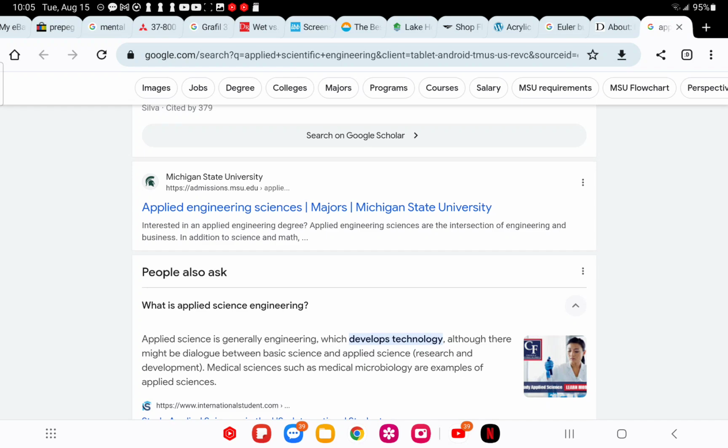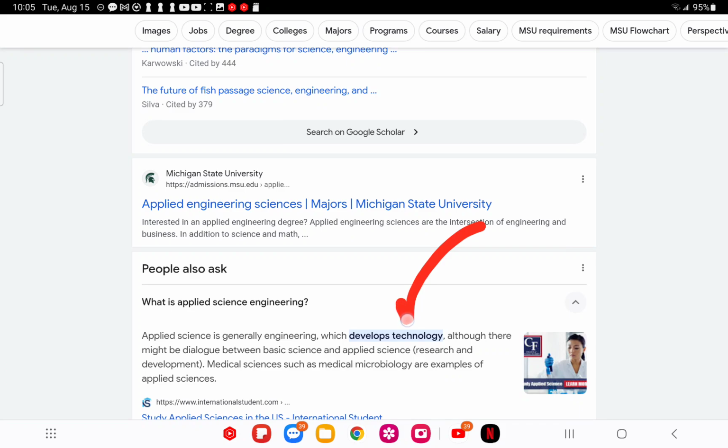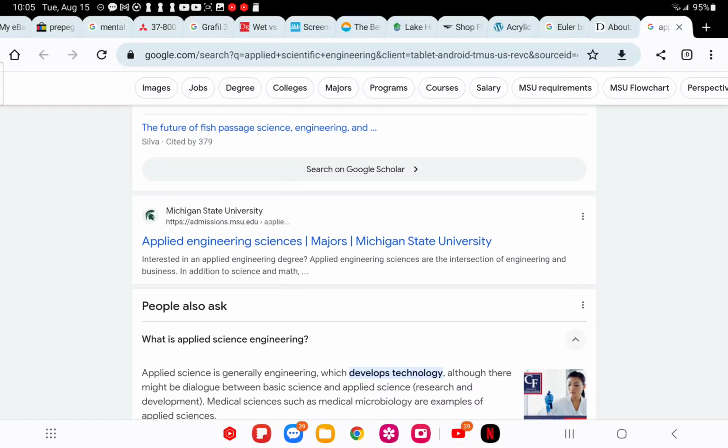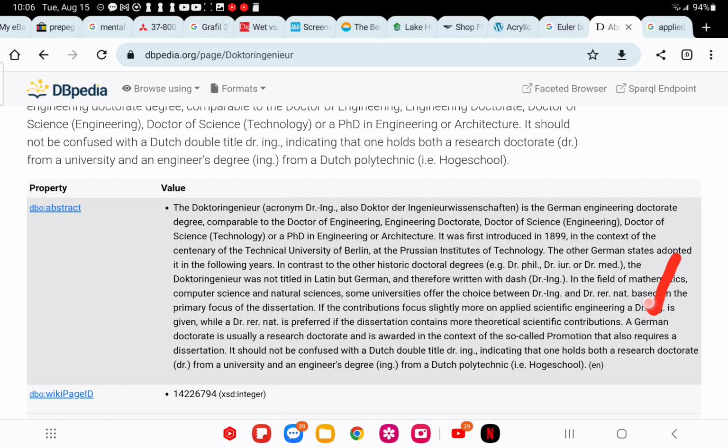Applied sciences, US version, is generally an engineering which develops technology, all right? So not a field guy, engineering technology. So what the hell would he know about analyzing something if apparently his engineering is not the field version. A German doctorate is usually a research doctorate, awarded in the context of the so-called promotion that also requires a dissertation. It should not be confused with a Dutch double title, Dr-Ing, no hyphen in the Dutch version, indicating that one holds both a research doctorate, a DR, from a university, and an engineering degree, ING, from a Dutch polytechnic school.